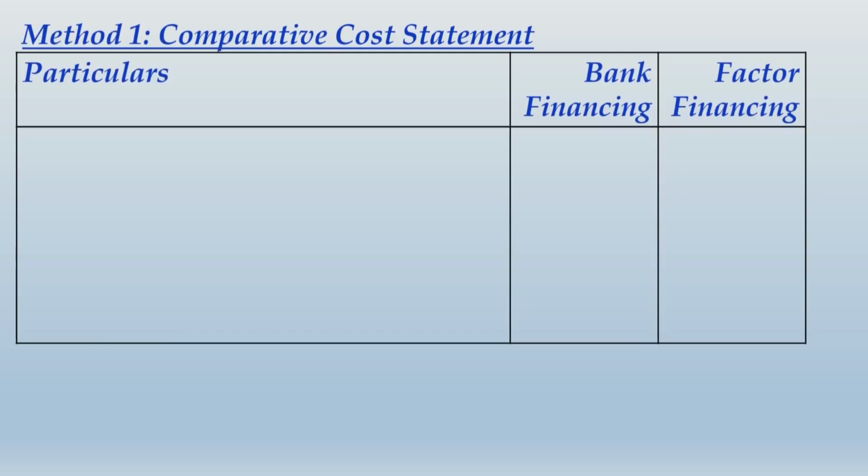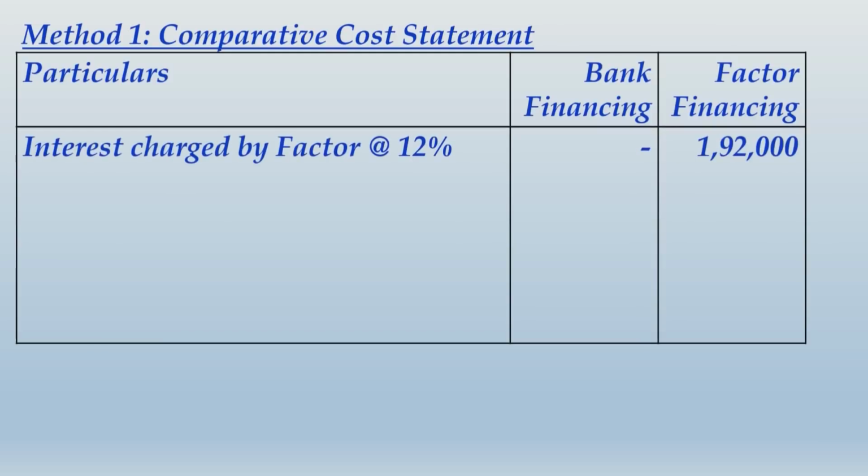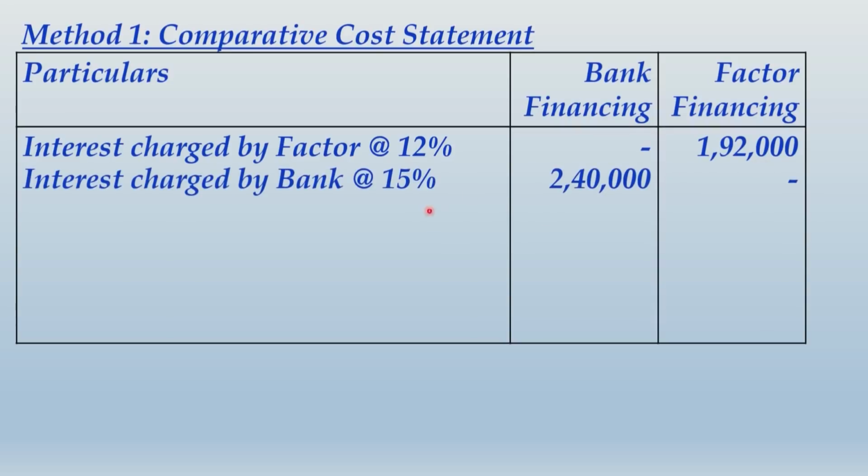Interest charged by the factor will be at the rate of 12%. So the factor is charging interest at 12%. 12% of what amount? 12% of 16 lakhs, that works out to 1,92,000, and the bank is going to charge interest at 15% on 16 lakhs, because both bank and factor are providing the same amount of advance, that is 16 lakhs. The bank is charging a higher rate of interest, that will be 2,40,000, that is at 15%.